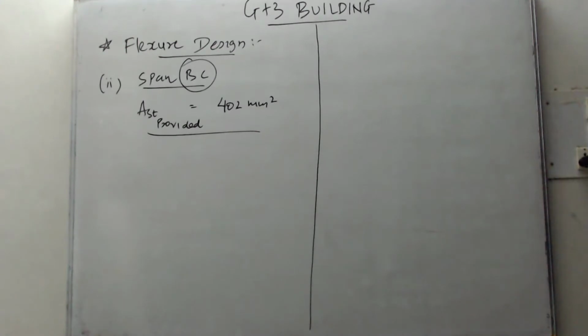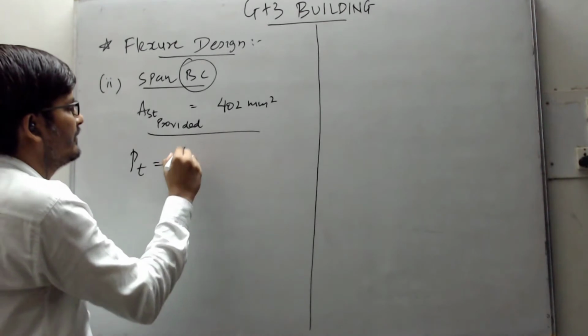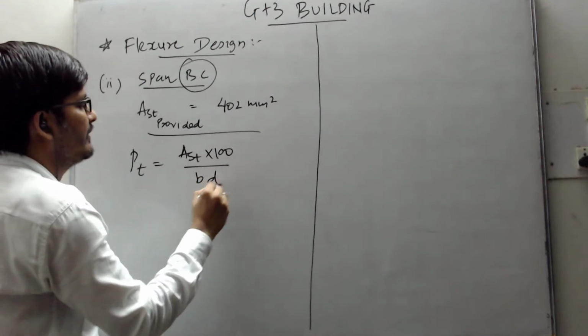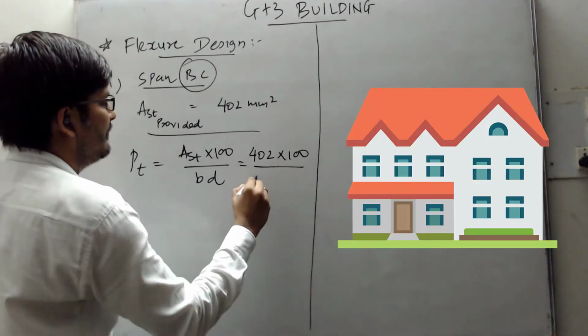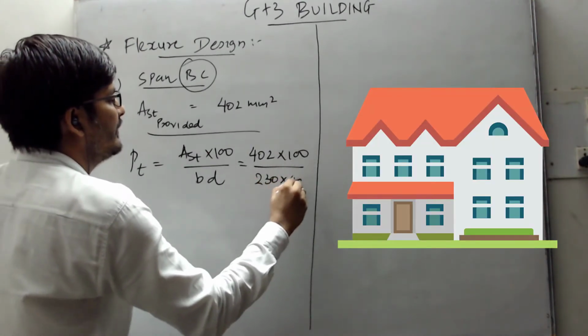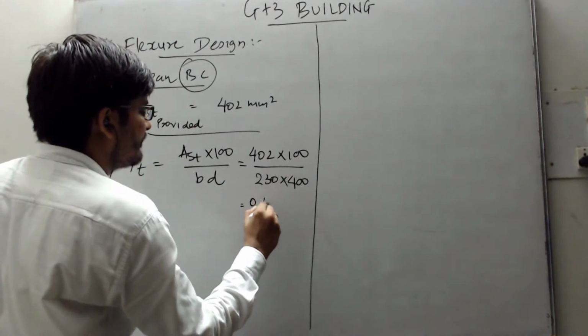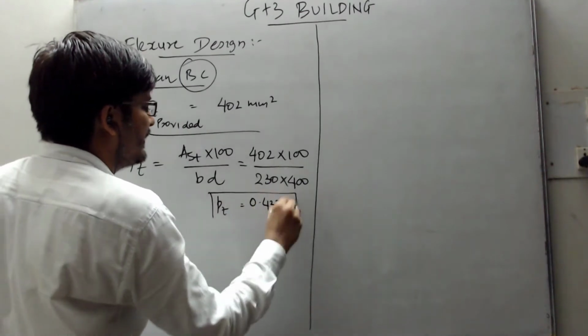So we can find out PT, right? So PT is equal to AST into 100 divided by BD. So AST is 402 multiplied by 100, B is 230 and D is 400. If you put these values and find out the value of PT, you will get your PT value as 0.437. We got our PT as 0.437 percentage.